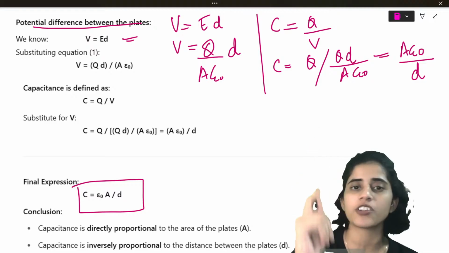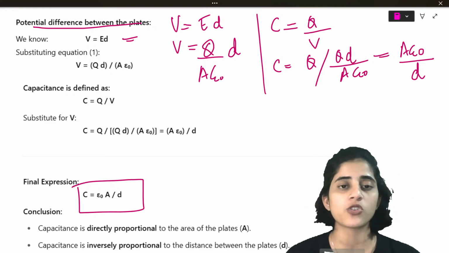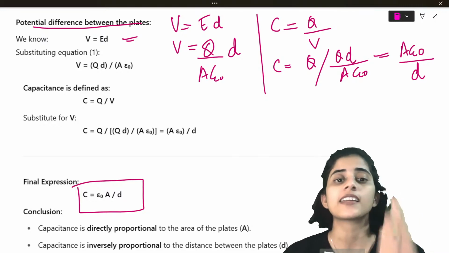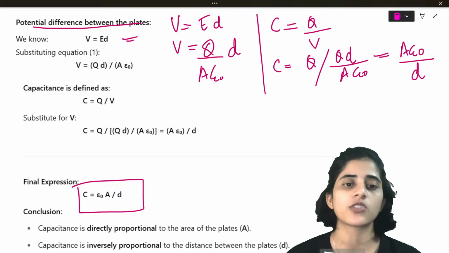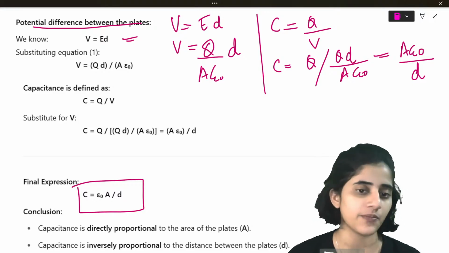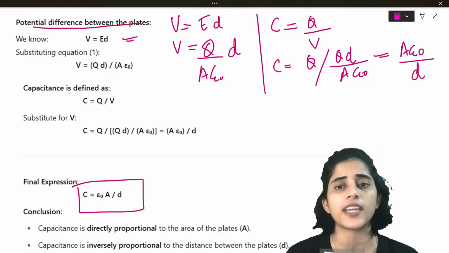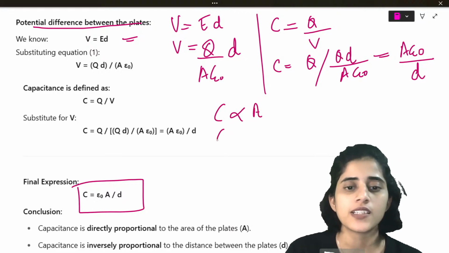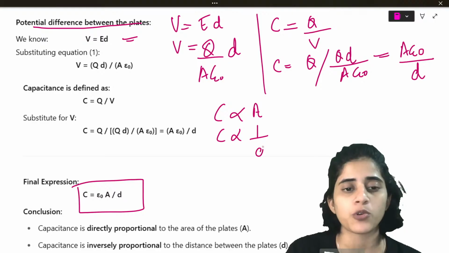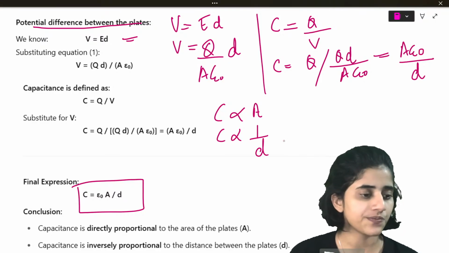This expression I already discussed earlier in this video, where the question was to give three things that capacitance depends on. The expression is C equals epsilon naught A by D. You can see clearly from this that capacitance is directly proportional to area, and inversely proportional to the distance between the plates.